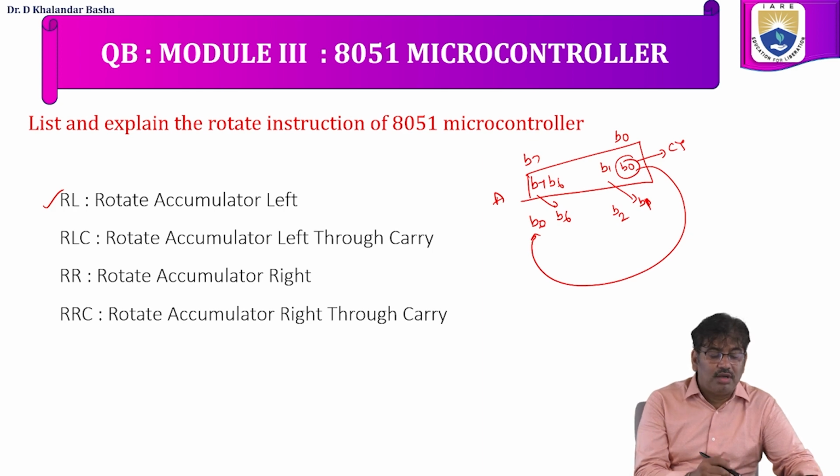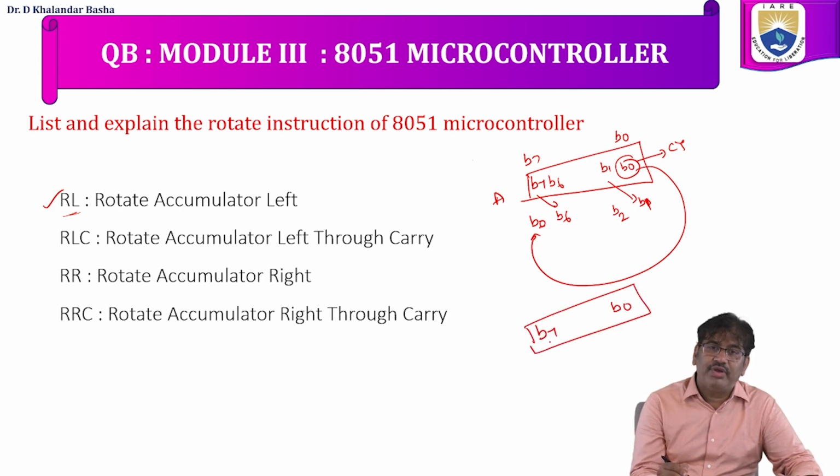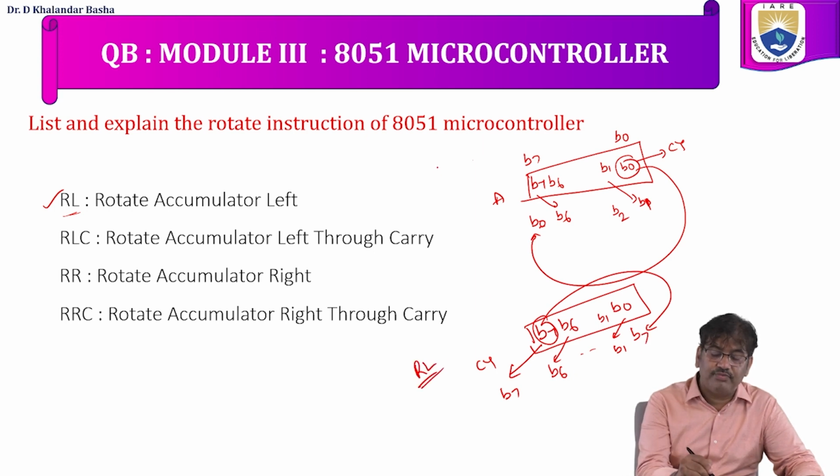If you want left, now we'll see RL, which is rotate left. So now the accumulator content is B0 to B7. When you rotate these contents towards the left side, B7 will be moved into the B0 position, B6 will sit in the B7 position, and B0 will sit in the B1 position. The LSB is the previous B7 value. This is RL.